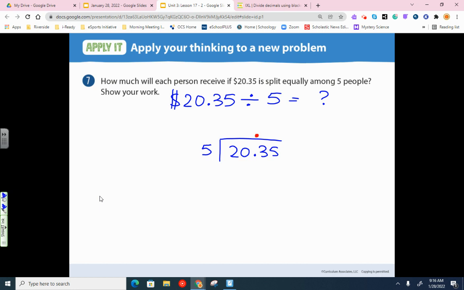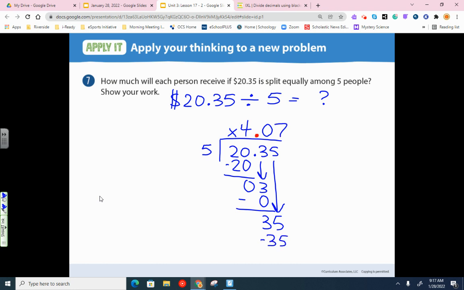I know 5 does not go into 2. So we're going to skip that. I know 5 goes into 20 4 times. I'm going to bring down my 3. 5 does not go into 3 at all, so that's a 0. 3 minus 0 is 3. Bring down my 5. 5 goes into 35 7 times. And look at that. We don't have anything left over because everyone is going to get $4.07. Just so happened that amount divided equally among 5 people.